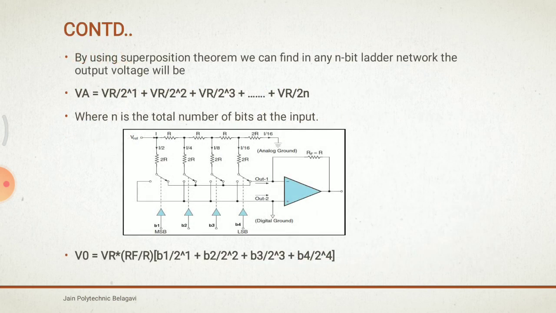Also, by using the superposition theorem we can find that in any n-bit ladder network, the output voltage can be given by VA equal to VR divided by 2 raised to 1, plus VR divided by 2 raised to 2, plus VR divided by 2 raised to 3, and so on up to VR divided by 2 raised to n. Where n is the total number of bits at the input, V out equal to VR into RF divided by R, into B1 divided by 2 raised to 1 plus B2 divided by 2 raised to 2 plus B3 divided by 2 raised to 3 plus B4 divided by 2 raised to 4. Like this we get, where the inverting input terminal of the op-amp works as a summing amplifier for the ladder inputs.